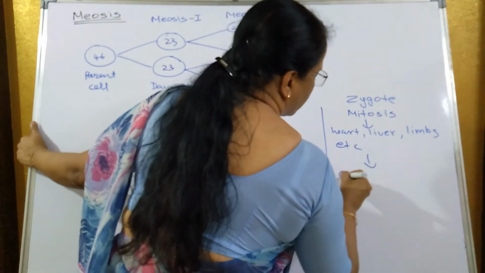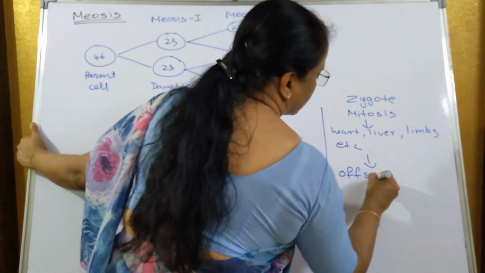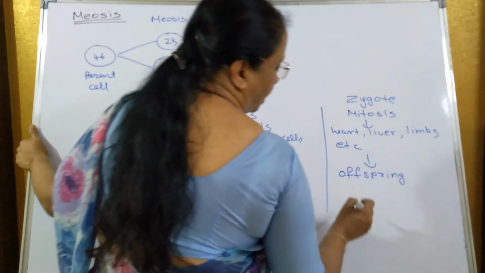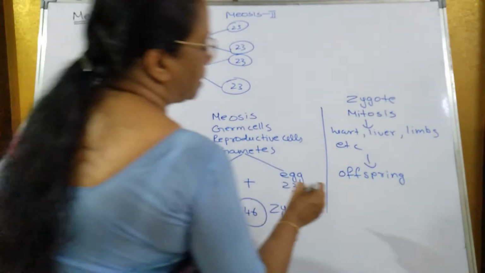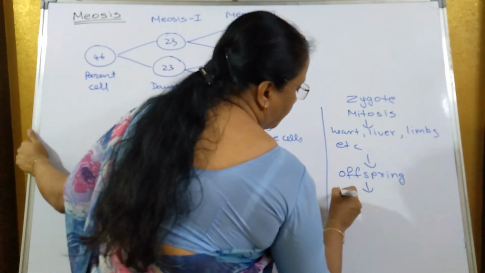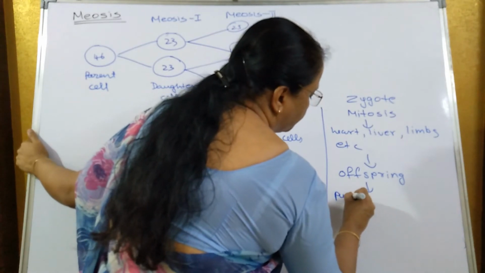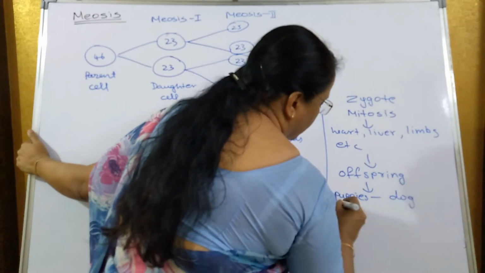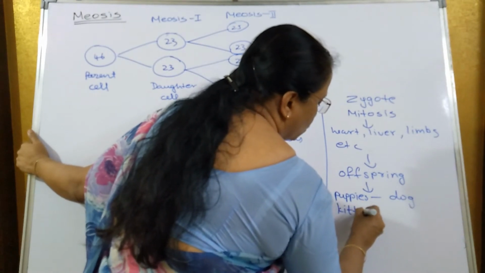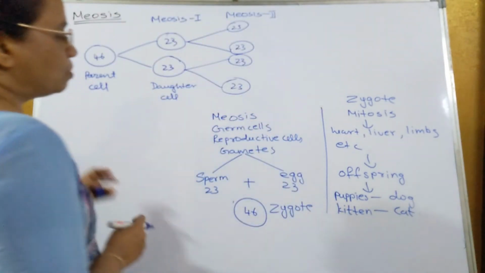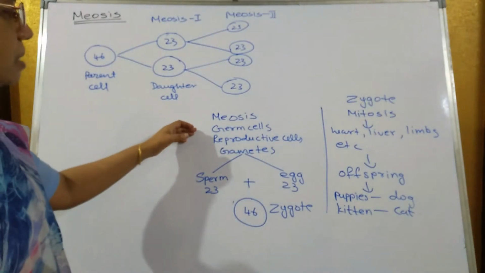And the offspring which are born again divide by mitosis, and because of the mitotic division of the somatic cells, the puppy grows into a dog and the kitten grows into a cat. So I repeat once more, meiosis occurs in germ cells.